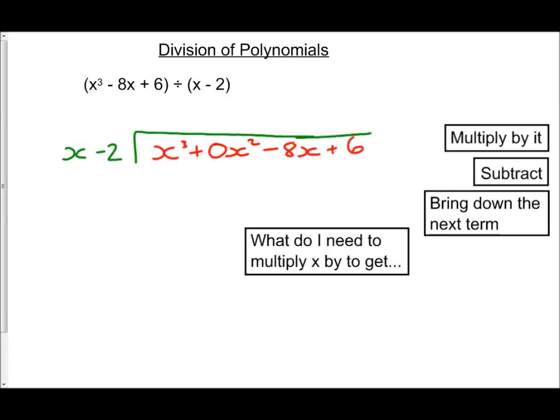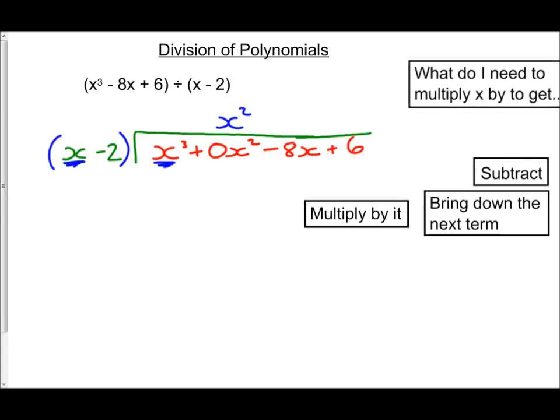The first of which is what do I need to multiply x by to get? So I'm going to have a look at my first term, which I'm dividing by, and the first term in the thing I'm dividing. In this case it's x. It might be that you have 2x or something like that. It might be that you end up needing to multiply by a fraction. That's okay, you've just got to be really confident with what you're doing. So what do I need to multiply x by to get x cubed? Well, x times x squared gives me my x cubed. So I'm going to multiply my whole bracket, the whole thing I'm dividing by x squared.